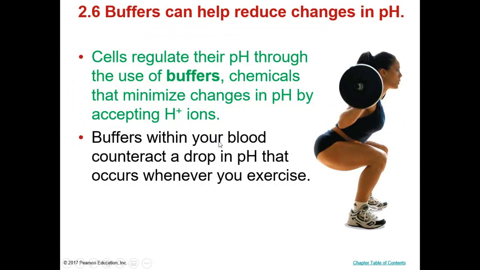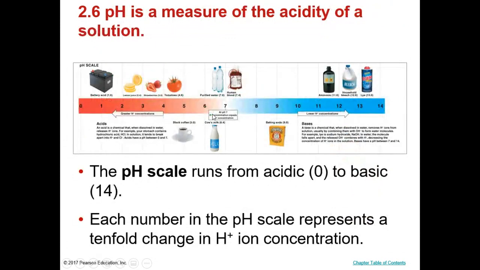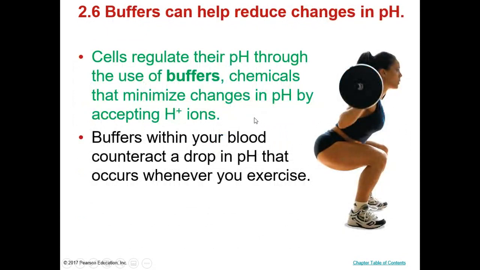Cells actually regulate their own pH through the use of buffers, and one of the main buffers inside of the body is, again, carbonic acid. If you recall the pH scale, it goes from 0 to 14, 7 being neutral, and anywhere below 7 is acidic, anywhere above 7 is basic or alkaline. So again, keeping that pH constant at 7.4 in the body takes the use of buffers. In our case, carbonic acid.